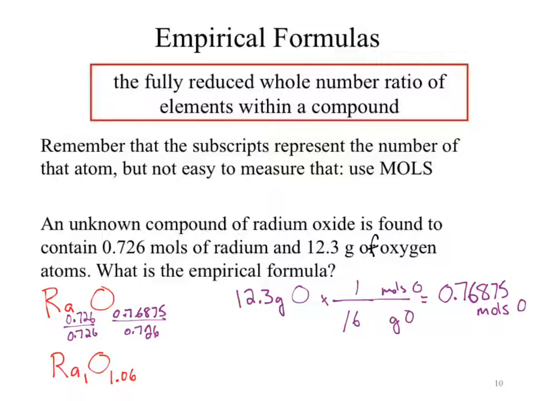1.06, can I really have 1.06 of an atom? No, really, what are we saying? 1 to 2? That's a bit of a rounding up. 100 to 106. Our empirical formula is RaO, 1 to 1.